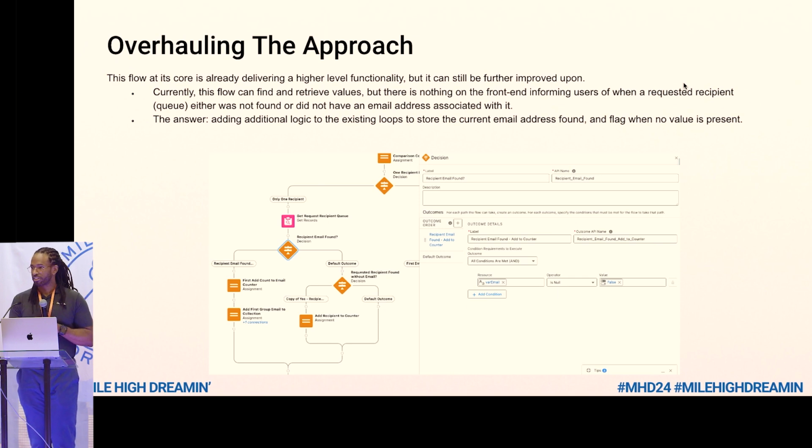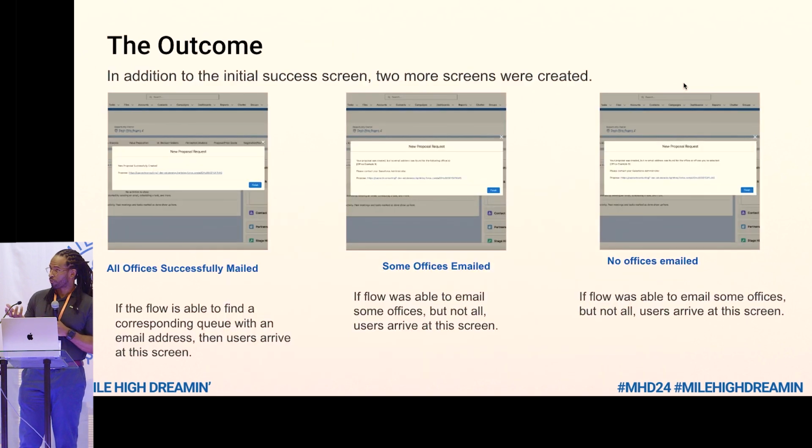Essentially, as a consequence, users will see one of three screens. The first screen communicates to our users that all offices were successfully emailed. And that's based off of our counter variable that tracks no email found being 0. Obviously, if there is a 1 there, then we know that there is a problem.